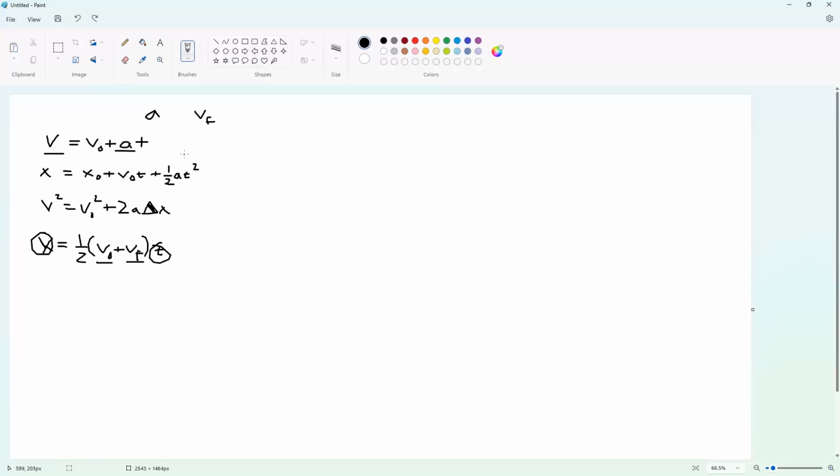Wait, would velocity be the speed? Velocity in this case would be speed. Velocity, speed, sometimes they're interchangeable depending on the context. In this case, you can. You'll get a feel for it as you do more problems, when you can use velocity for speed and speed for velocity.